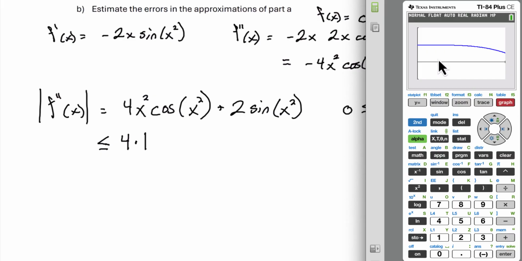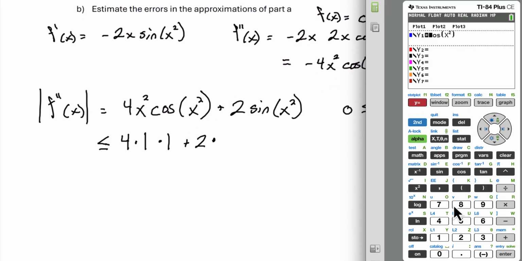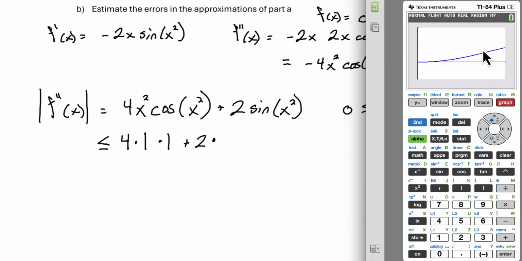Looking at the graph, and if we need to, we can hit the trace button to kind of help us see what's happening. The highest value that this function can be is going to be 1. And you may have already known that, but just checking out the graph can be helpful. Plus 2 times sine of x squared. Again, we may need to see that if you're not seeing it right away. Sine of x squared, the highest it can be, looks like it's approaching 1. And if you know your graphs, that makes sense.